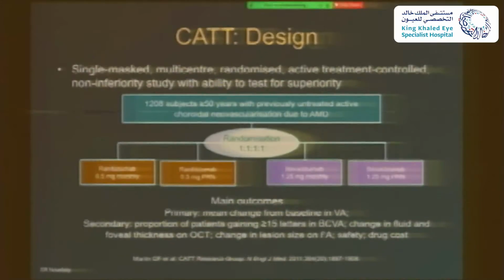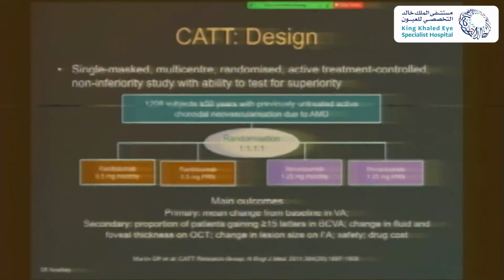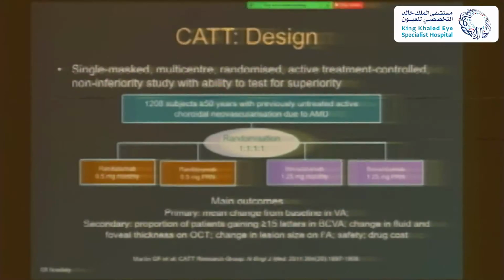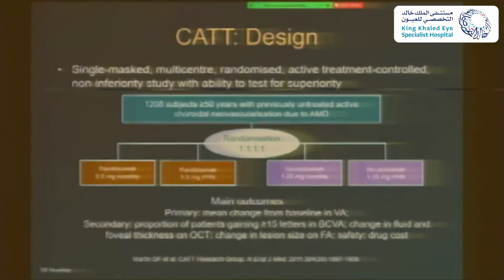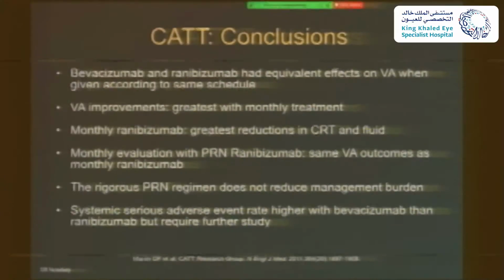Here's the design. People were randomized equally. Half of the patients received Avastin, half received ranibizumab, and in those halves, half of the patients received monthly treatment, and half received 3 monthly, followed by PRN. They were compared head to head. What it showed is that basically both of them have equivalent effects on visual acuity if they are given according to the same schedule.